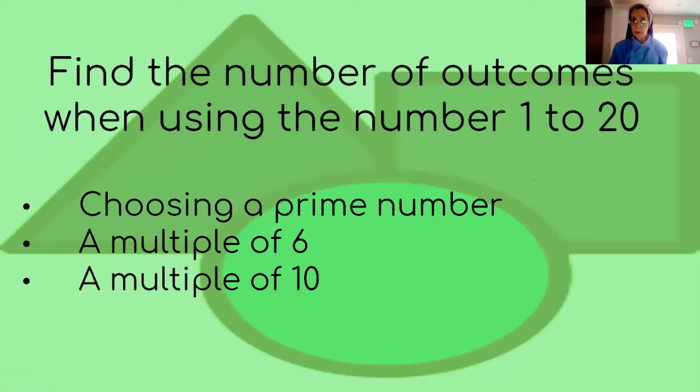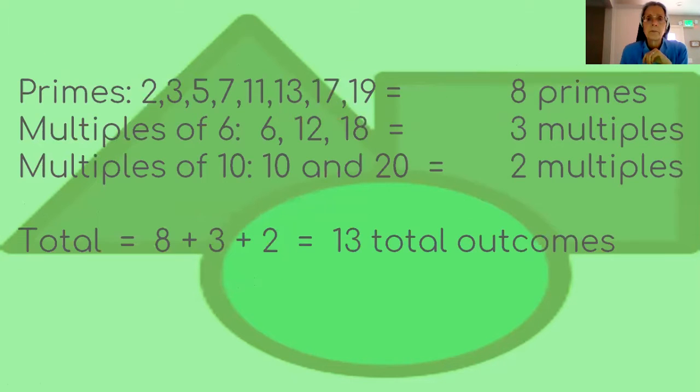Find the number of outcomes when using the numbers 1 to 20. So you're choosing a prime number or a multiple of 6 or a multiple of 10. So first of all, we have to determine how many possibilities in each one of these cases. So in each event, we have choosing a prime number between 1 and 20, multiples of 6, up to and including 20, and multiples of 10.